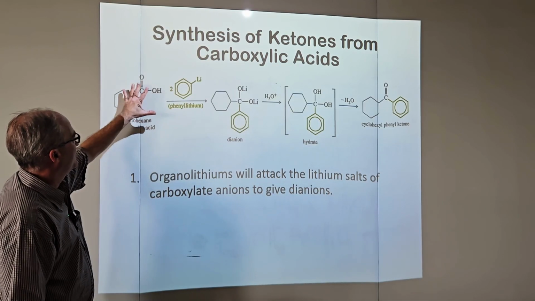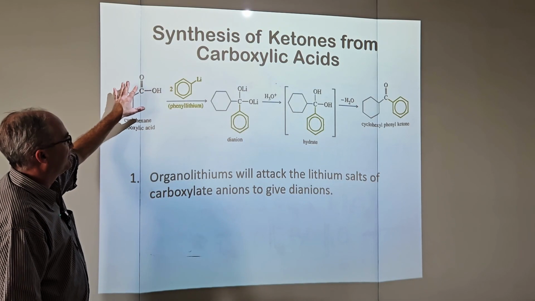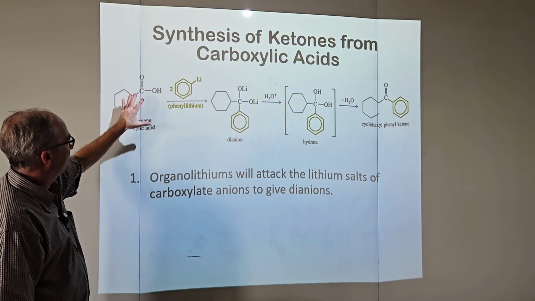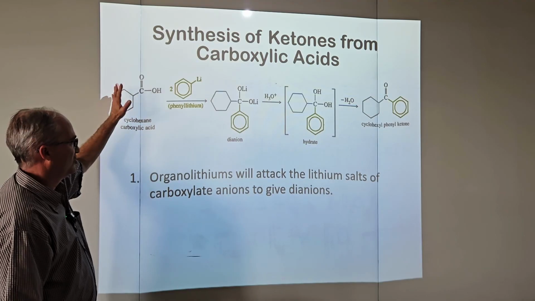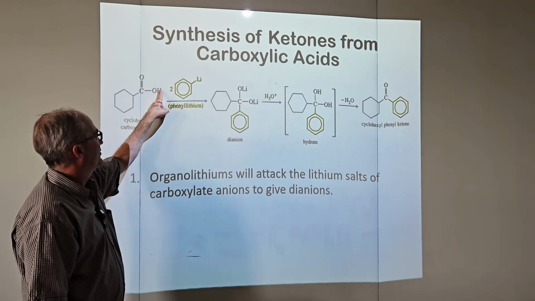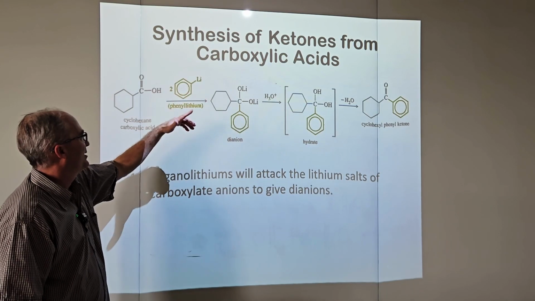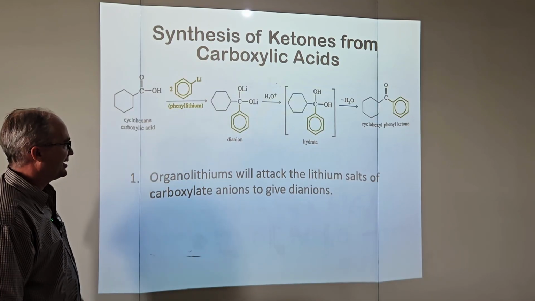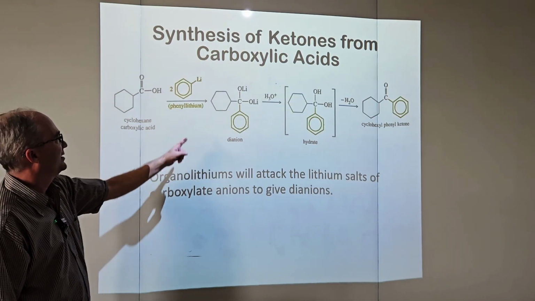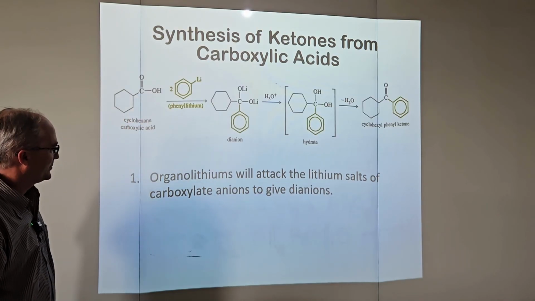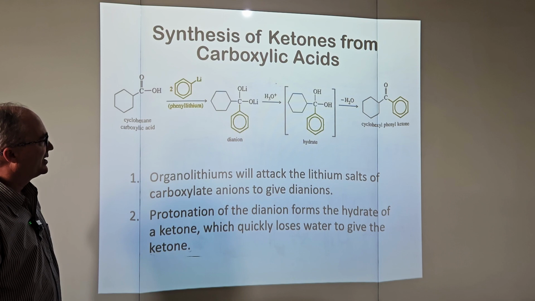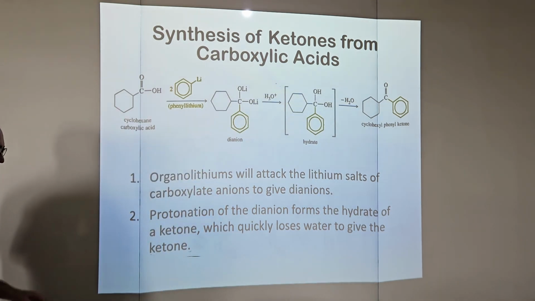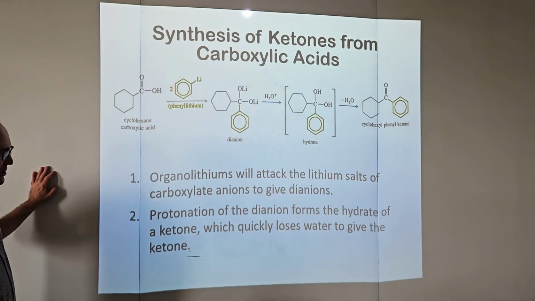Or maybe there's a solubility issue and you have this in THF or ether. Or the lithiums, you don't have to be in an ether. You could have this in dry benzene or whatever. First, you protonate one of these benzene rings, and then you have the lithium salt, and then the second one slams into there and proceeds. Protonation of the diene forms the hydrate of a ketone, which quickly loses water to give the ketone.